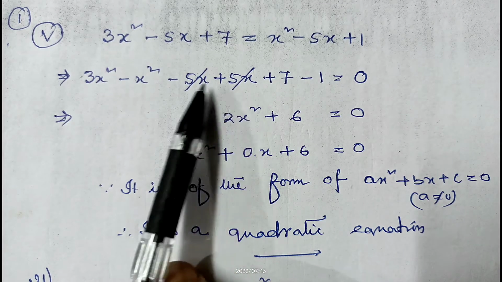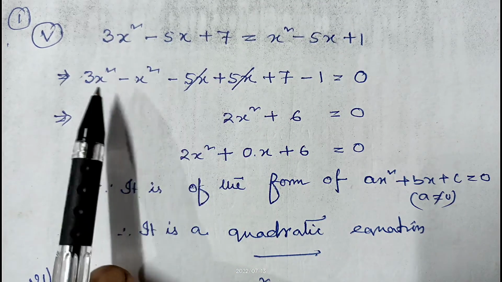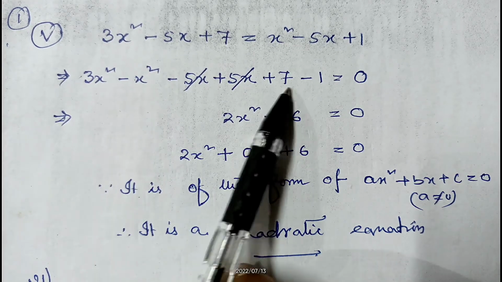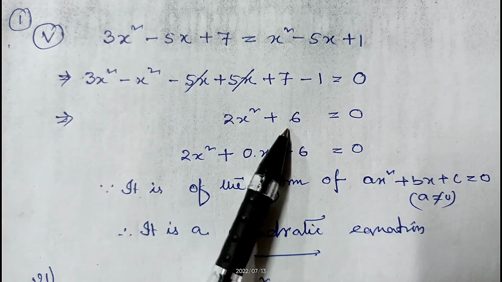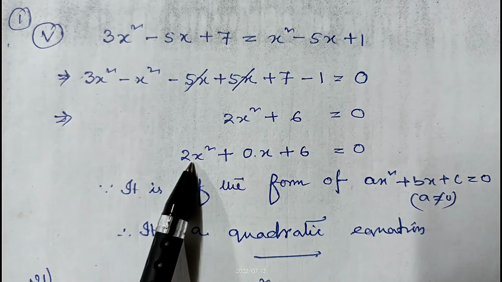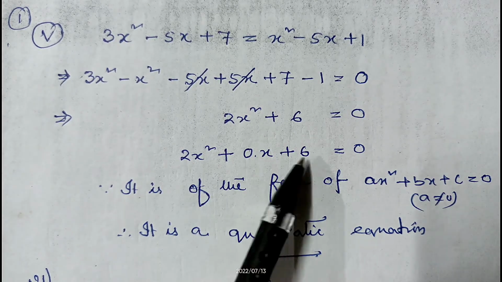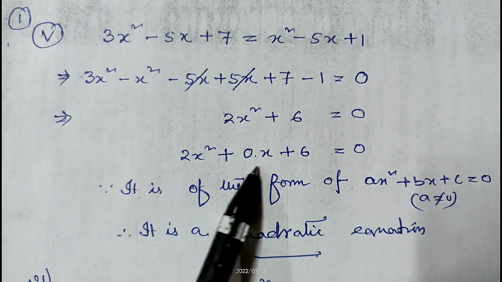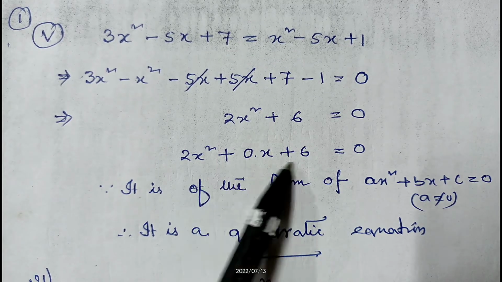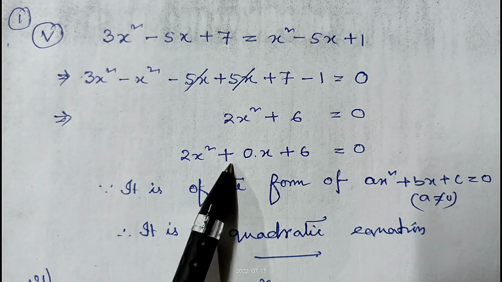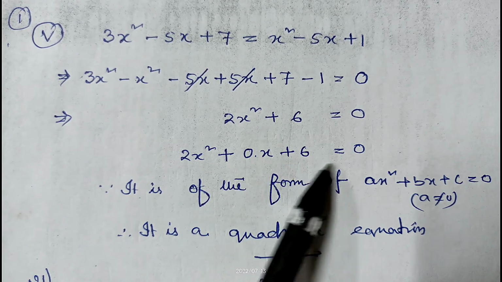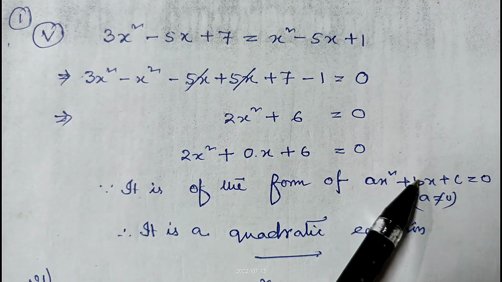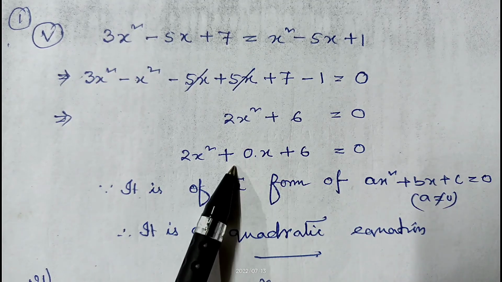This plus 5x and minus 5x can be cancelled. So we got 3x square minus x square, which will be 2x square plus 6. 7 minus 1 is 6. So we can write this one as 2x square plus 0x plus 6 equals 0. Since the x term is missing, we can write it like this. Now it is of the form ax square plus bx plus c equals 0. Here a is not 0. Since it is of this format, therefore it is a quadratic equation.